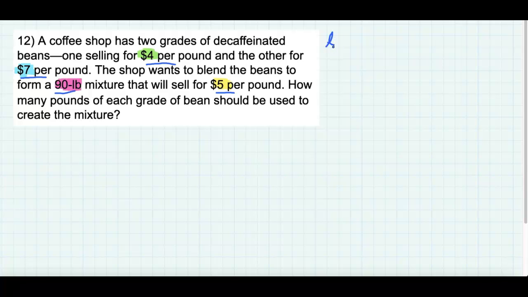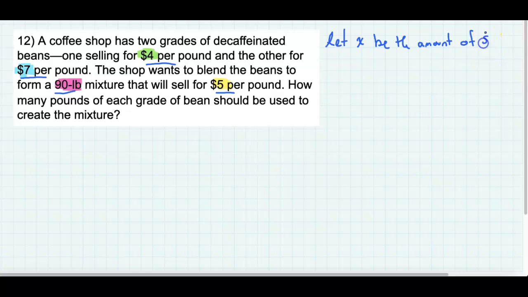So let's say, let x, well, I don't really have an x and a y, so let x be the amount of $4 beans in pounds, right? And then we'll say let y be the amount of $7 beans in pounds. Okay, and then we're going to make a 90-pound mixture.